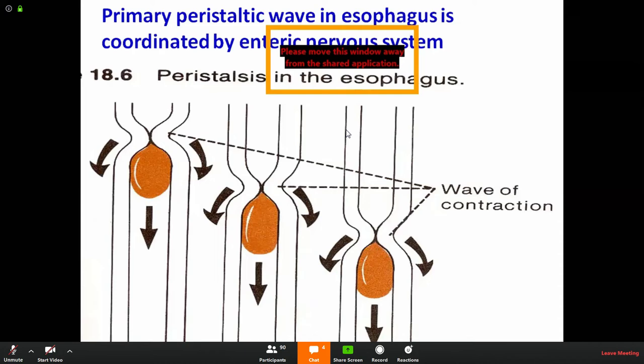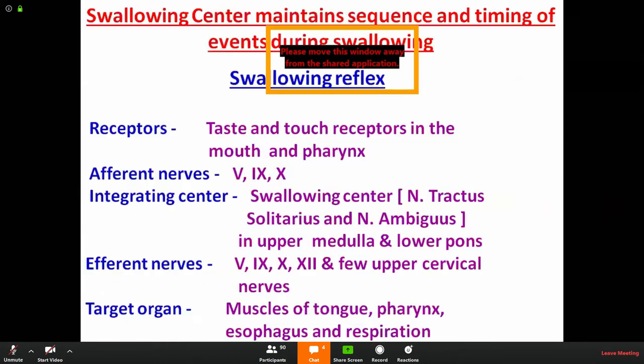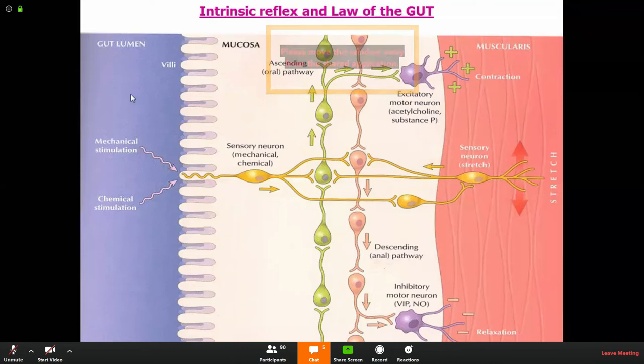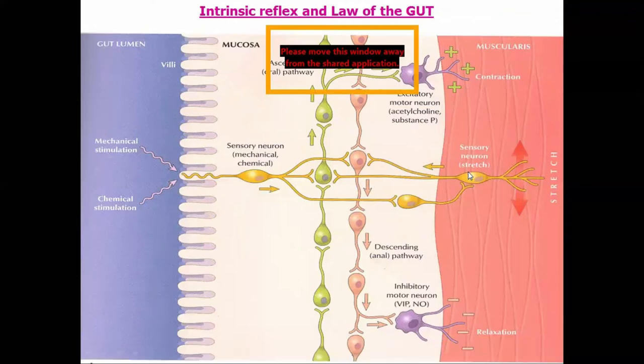Right? So you have to know the swallowing reflex. Before that, let's see the peristaltic wave of contraction. Whenever there is food or a bolus in the mouth, esophagus or stomach, it will cause mechanical stimulation, a stretch, or chemical stimulation, and the sensory neurons there are activated.